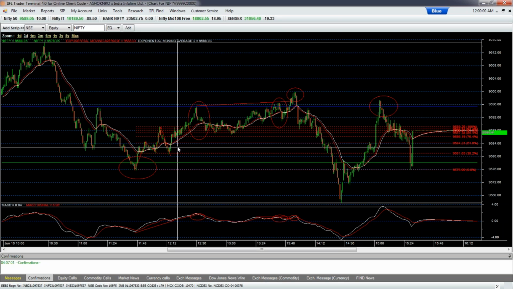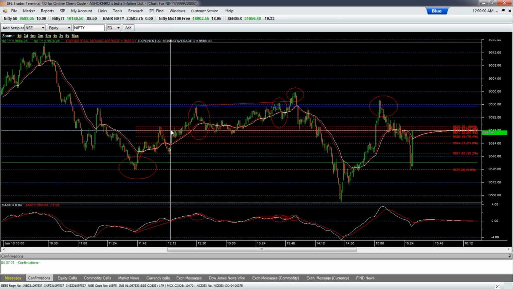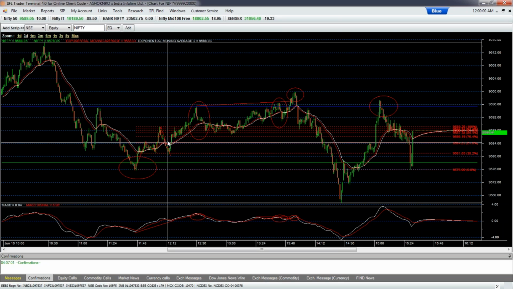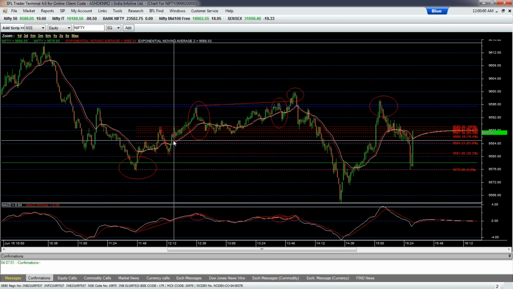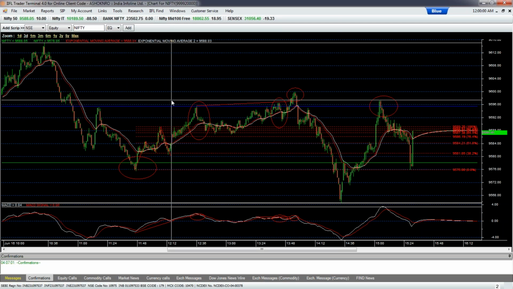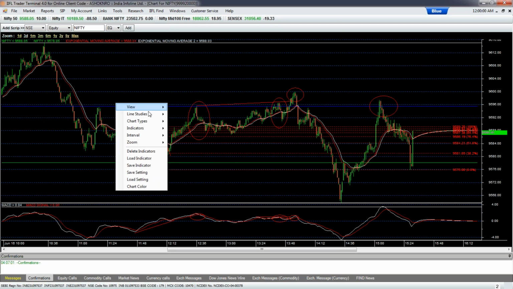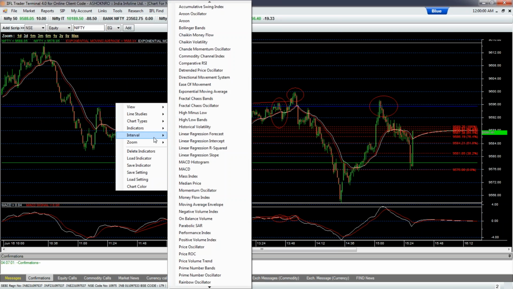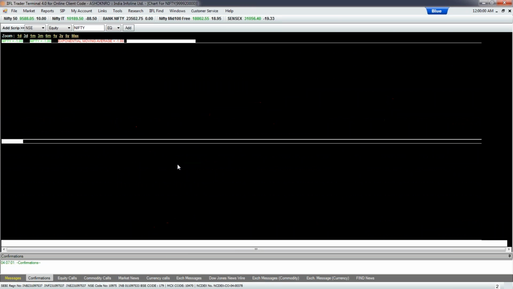Right. So basically we will be talking about the trend, if it is going high, if it is the right time to buy, and how we will verify that it is the right time to buy. Let us consider the interval of 5 minutes.